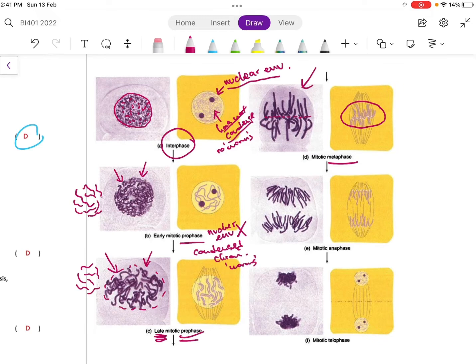Another clue also is that you don't see the chromosomes moving apart. Remember, if they're moving apart, you will see them in this formation, kind of moving towards opposite ends.